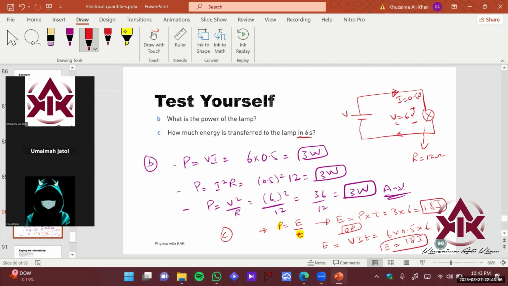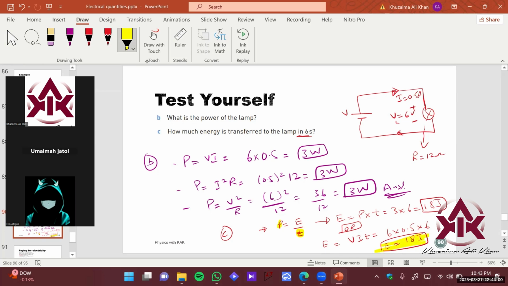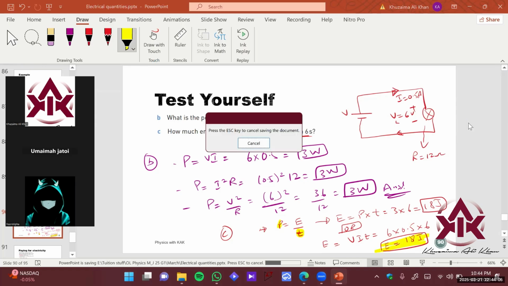I hope it makes sense. If it makes sense, give me a thumbs up. Okay, it makes sense to ma'am. Look at this. These are typical exam type questions, so you should know how to solve them. Hamza, clear?